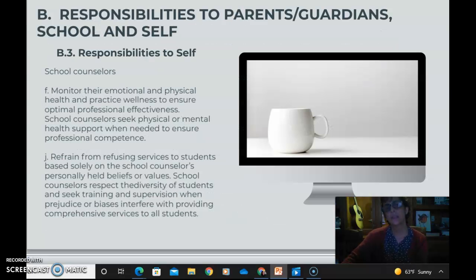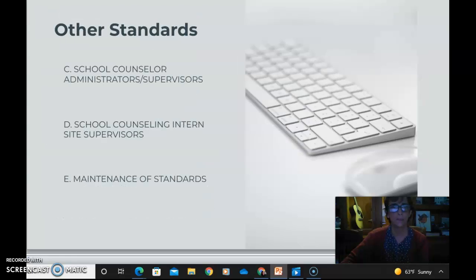As far as responsibilities to the self, school counselors monitor their own emotional and physical health and practice wellness to ensure optimal professional effectiveness. We also refrain from refusing services to students based solely on the school counselor's personal beliefs or values. School counselors respect the diversity of students and seek training and supervision when prejudice and biases interfere with providing comprehensive services to all students.